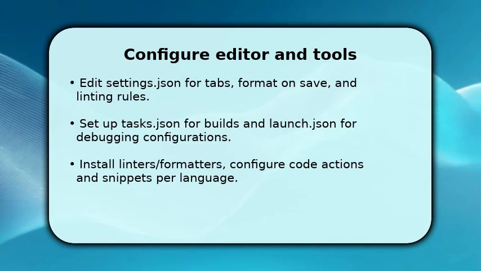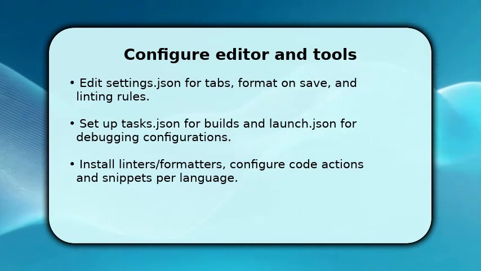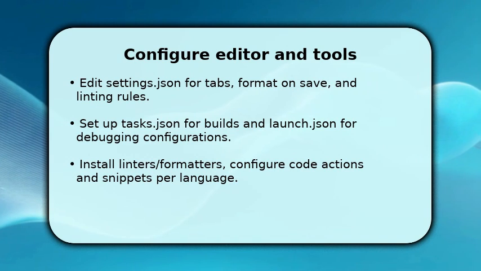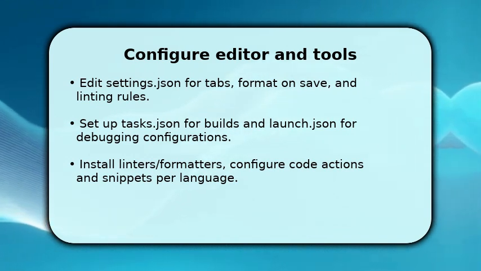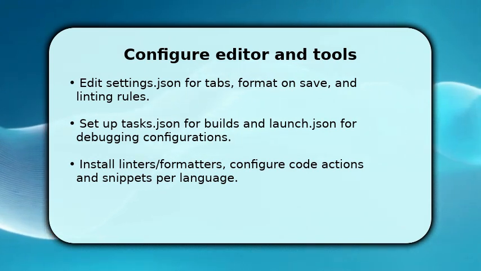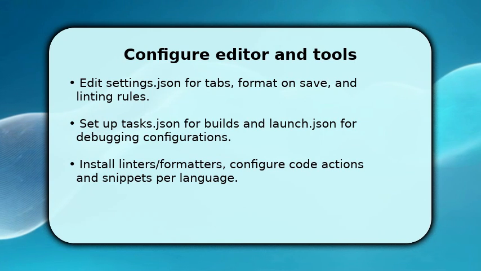Now you configure the editor for consistent workflow. Open Settings JSON to set tab size, enable format on save, and wire linting rules so code quality is enforced automatically. Then create tasks.json to automate builds and scripts, and launch.json to define debugger targets and breakpoints for each language. This lets you run and debug with a single key.